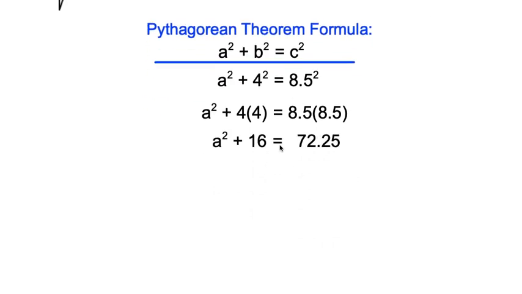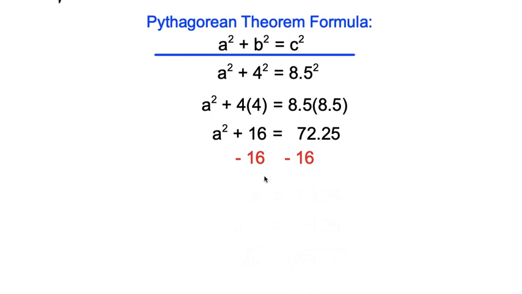In order to get A squared by itself, we must get rid of this positive 16, and we do that by subtracting 16. After subtracting 16, we get A squared is equal to 56.25.